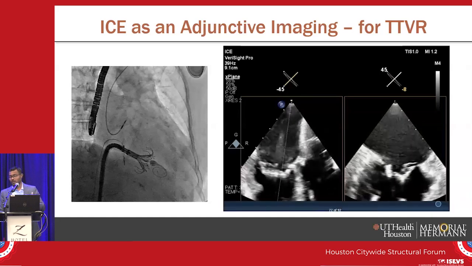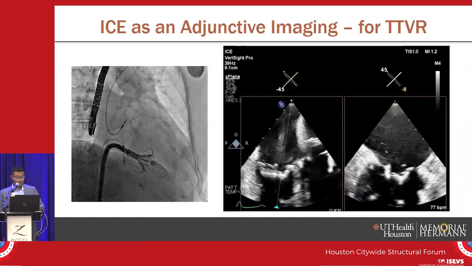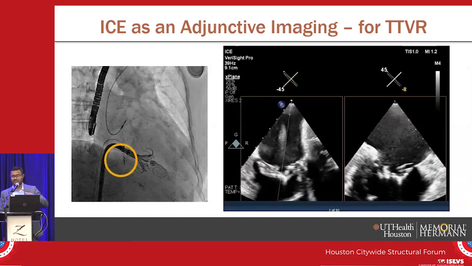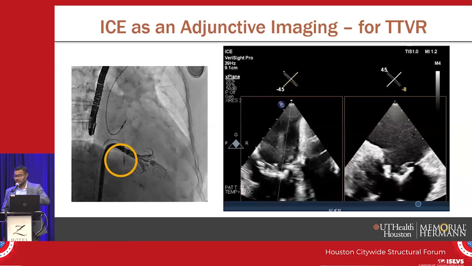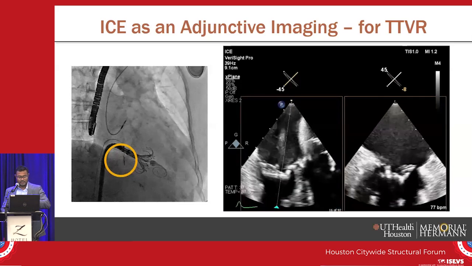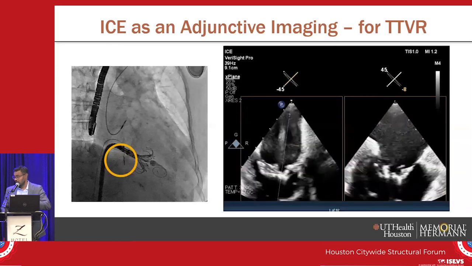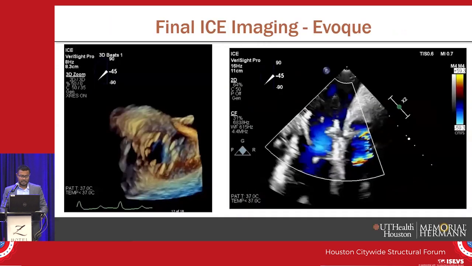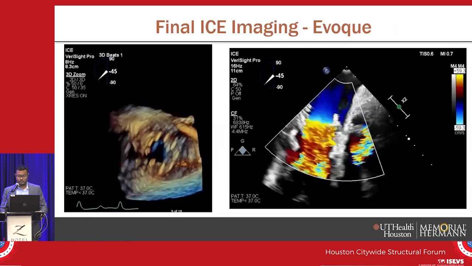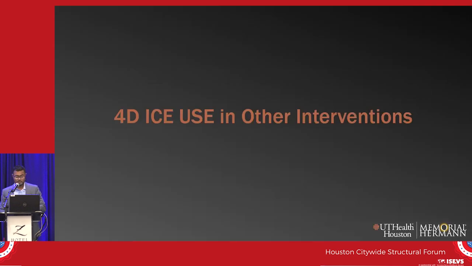Sometimes, as I said, you have to take an aggressive maneuver. So in this case, we had to put the ICE probe, bend it backward. It's called the reverse Candy maneuver. So you're looking at the tricuspid valve, making sure that you have the appropriate leaflet engagement there. And then these are the final images. You release it. You can see the leaflet. You can do all kinds of interrogations using the ICE catheter there for the TTVR.